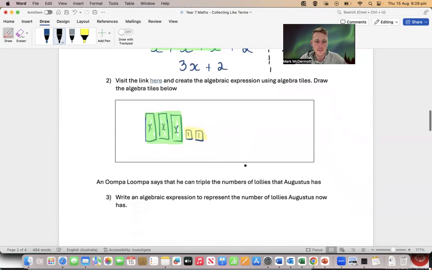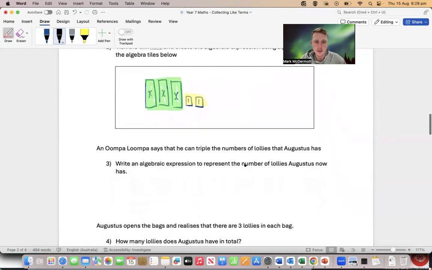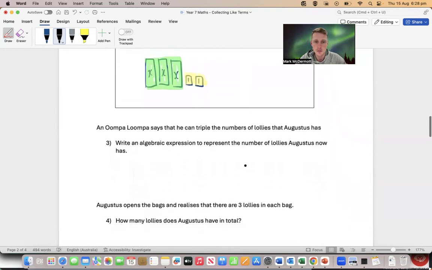Okay, and Oompa Loompa says that he can triple the number of lollies that Augustus has. Write an algebraic expression to represent the number of lollies that Augustus now has. The Oompa Loompa comes along and says, all right, I'm going to do 3 multiplied by everything that you've already got. And he's already got 3x plus 2 lollies. So you've got a 3 multiplied by the whole thing, so this use of brackets here is very, very important.